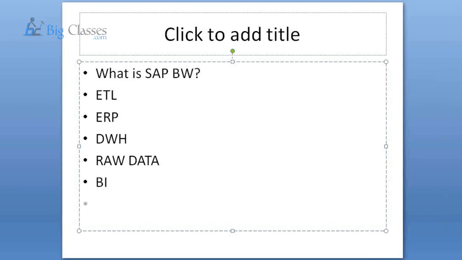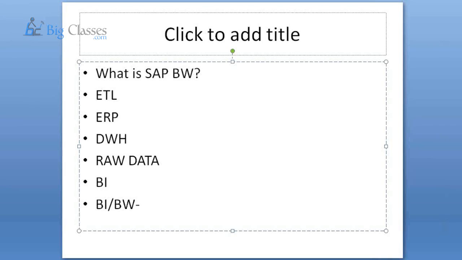So we know SAP BW, ETL, ERP, data warehousing, raw data, and I can say it is a business intelligence tool. A lot of people say BI or BW. Is it one single tool or two different tools? I think BW is the older version and BI is the present version. Yeah, this is what we're going to get clarity on.